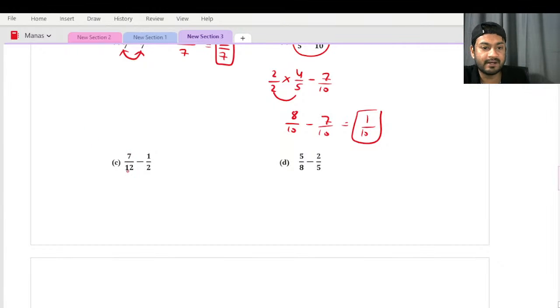Now here, 7 by 12 minus 1 by 2. So you can multiply and divide by 6, right? So 6 times 1 is 6. So 7 minus 6, and then the denominator is the same now. So the denominator is the same, so you will write it only once. So 7 minus 6 is 1 by 12.